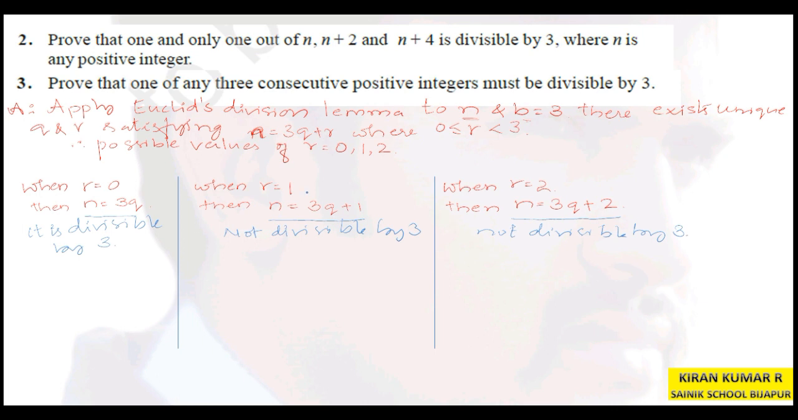So you can conclude that out of the 3 formats here, one of these 3 consecutive integers must be divisible by 3. We can conclude here one of 3 consecutive positive integers is divisible by 3.